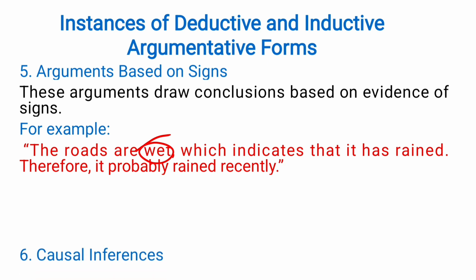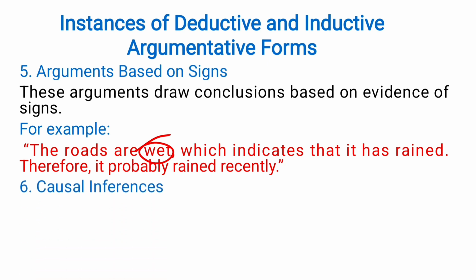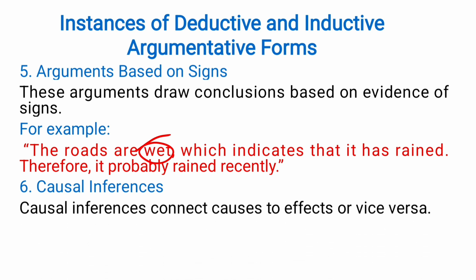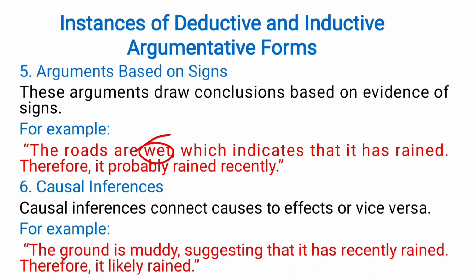And the sixth typical kind of inductive argument is causal inference. Here, causal inference connects causes to effects or effects to causes. Let's see an example. The ground is muddy, suggesting that it has recently rained. Therefore, it likely rained. This argument is inductive because the conclusion is based on the observed effect rather than definitive or certain proof. That's why we said that causal inferences are typical kinds of inductive arguments.